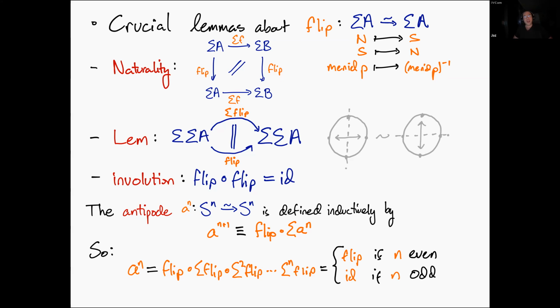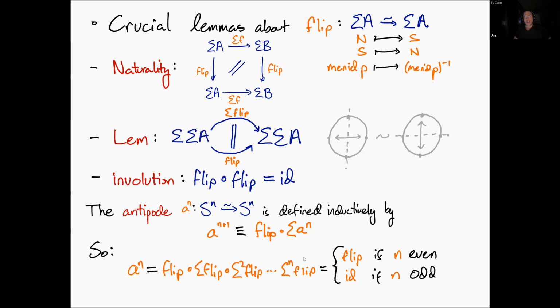So in particular, by this lemma, and the fact that flip is involutive, and by functoriality of sigma, we can always replace sigma flip by another flip and then cancel it with an existing flip. So if we look out here at an expanded version of what the antipode is, this is not n times, by the way, this is the nth dimensional antipode.